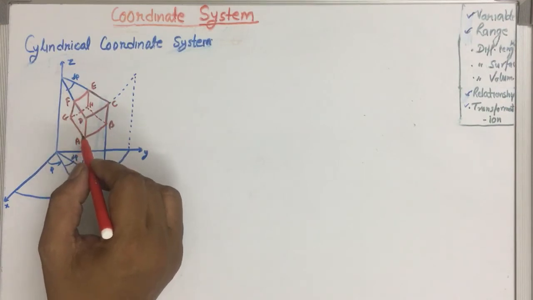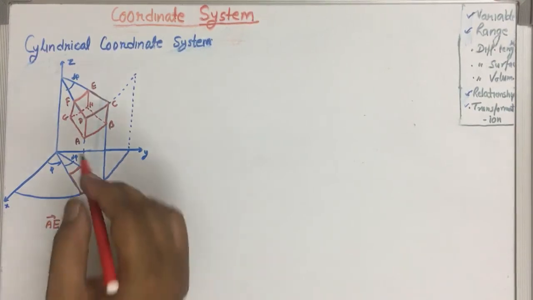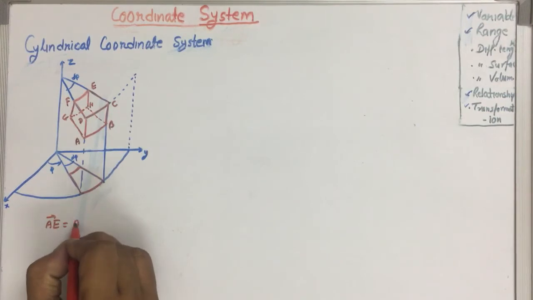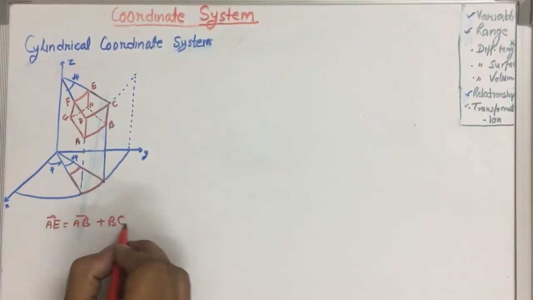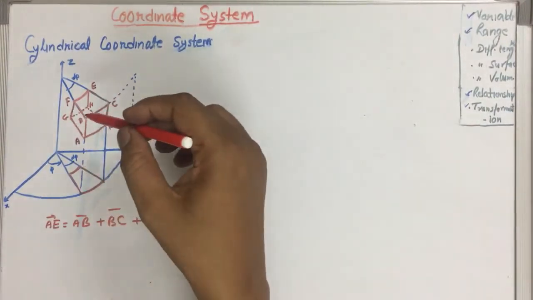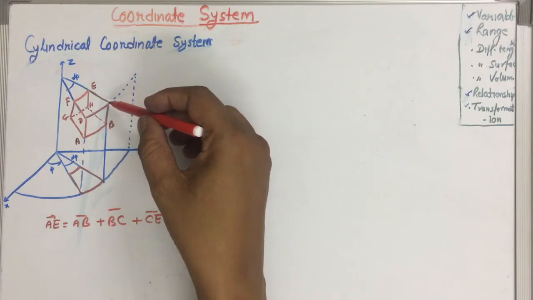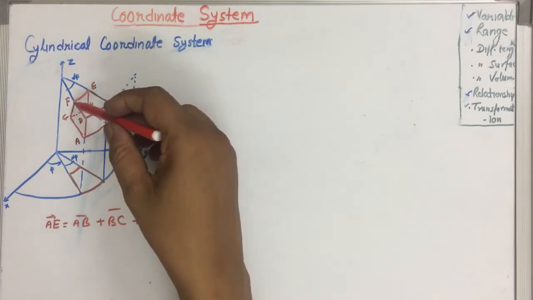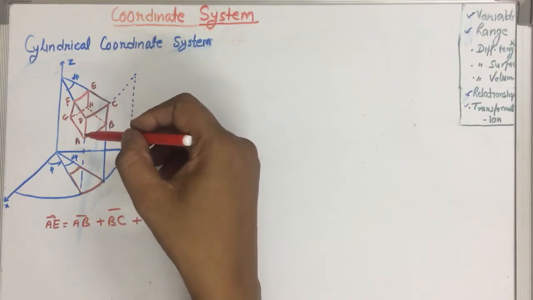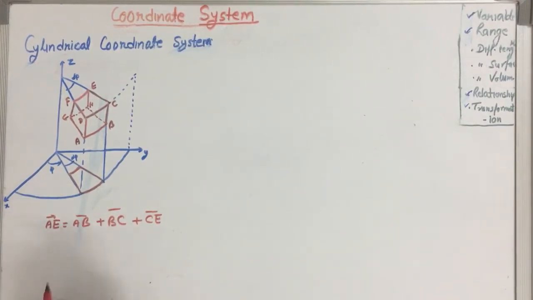So to find the position vector of AE, AE can be written as the sum of AB plus BC plus CE. It further can be written by another route, AD, DC, CE, or AD, DF, FE. We are free to choose any path, but the displacement will be the same for all. So we have to choose any one. Now we have to find AB, BC, CE so that we can write the differential length.